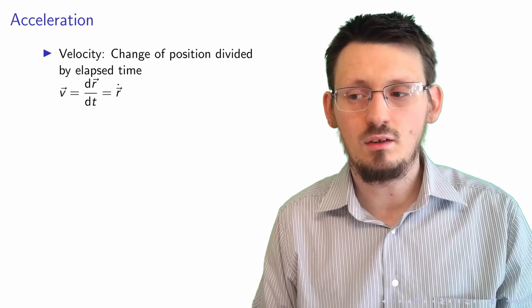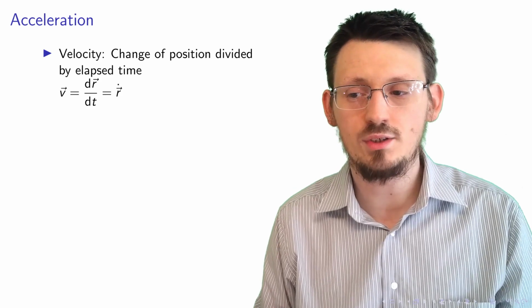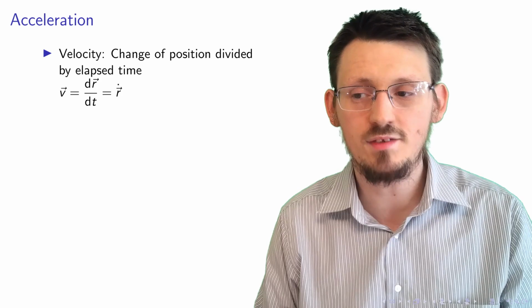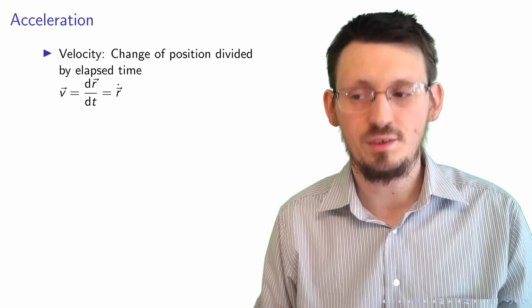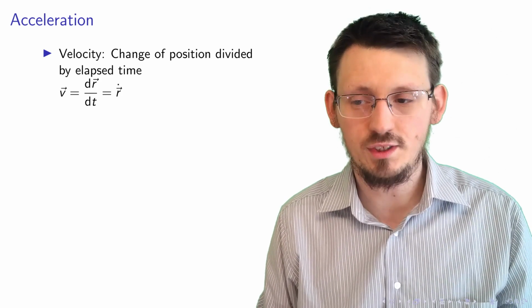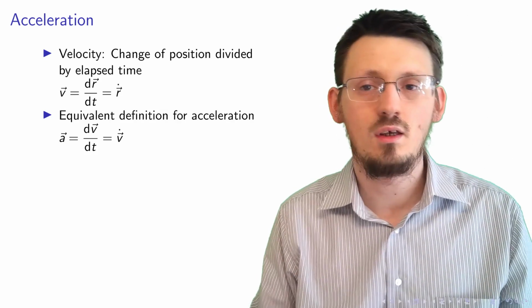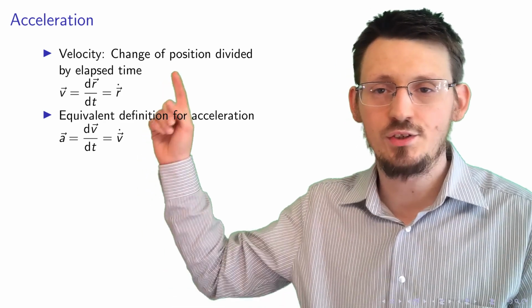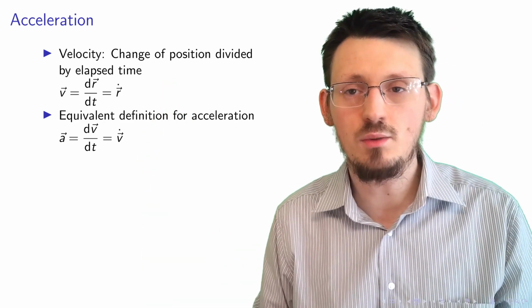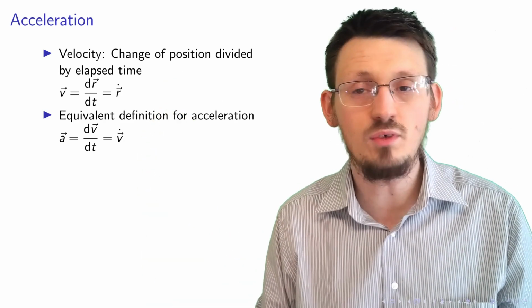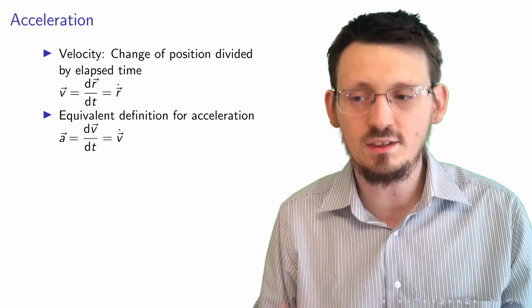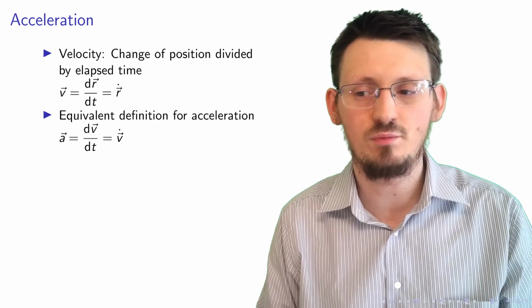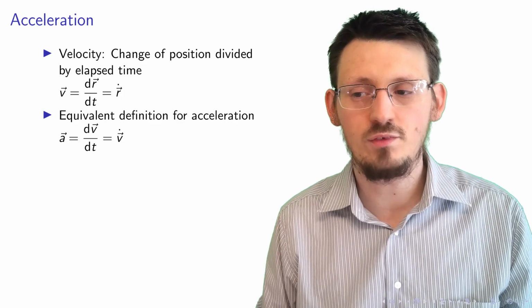The main idea of describing accelerations now is to use the same definition, but simply replace displacement or distance with velocity and velocity with acceleration. This results in the definition as shown here. The acceleration is equal to dv over dt, or shortly written as v dot.